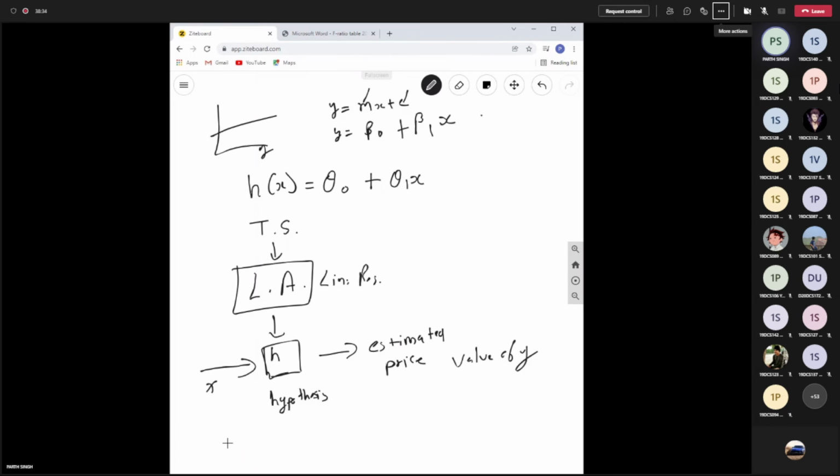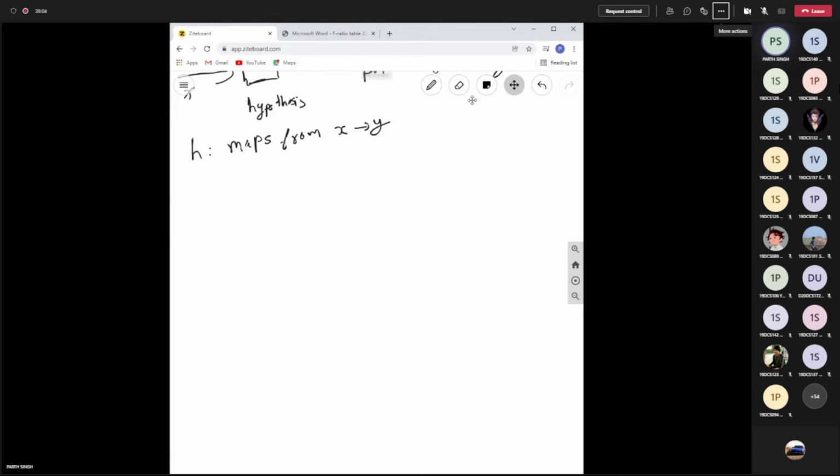So what we can say is that this h is particularly a mapping. It maps from x to y. It gives us the mapping from x to y: if x is this, what will y be? That is nothing else. This is what we have already seen till now. Now we are going to see one more important terminology, and we will try to understand what it is. This is called the cost function.